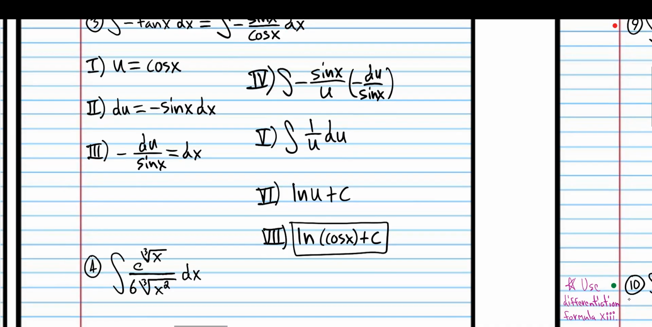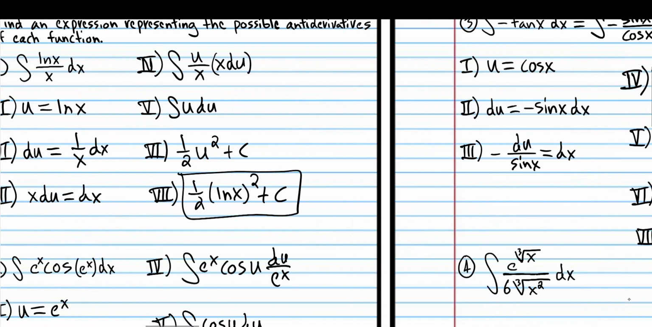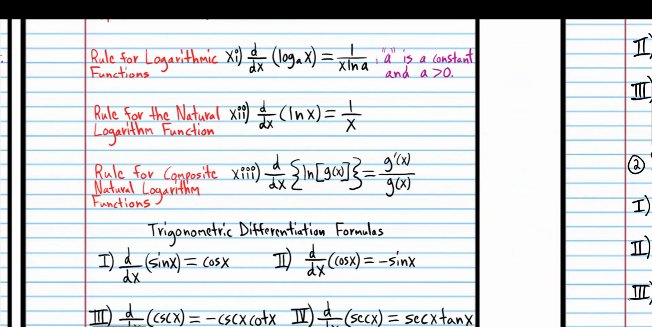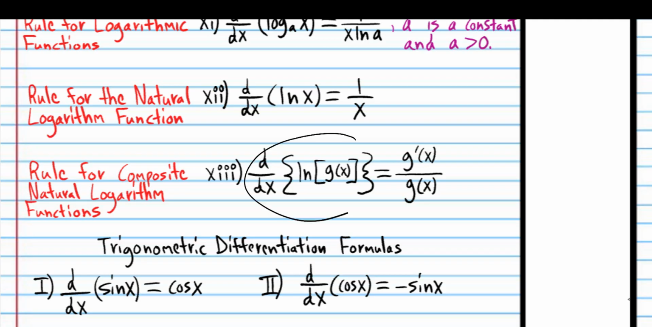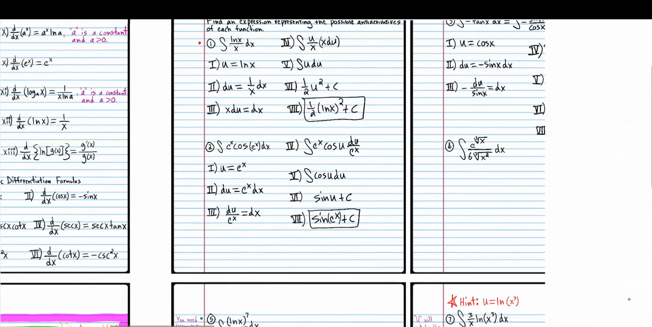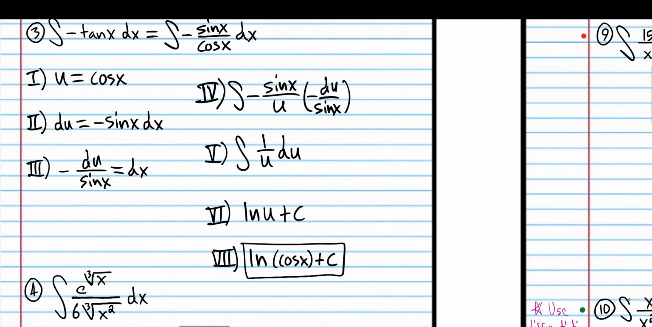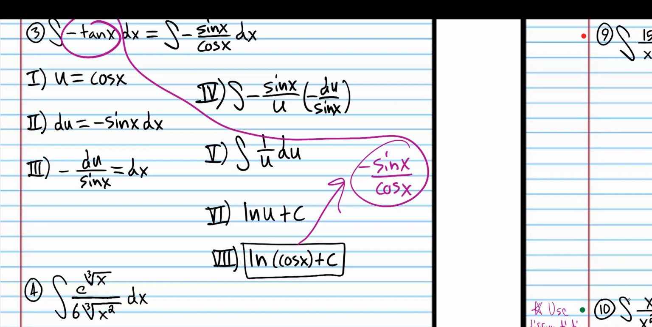So if you want to find the derivative of the natural log of some function, you have to use differentiation formula number 13. If you want to check your answer, that is. So the derivative of the natural log of some function g of x is just the derivative of that function divided by the function itself. That's kind of a weird rule. So if we find the derivative, just to check our answer, the derivative of the inside function is negative sine x, and then we divide by the inside function, but sine x over cosine x is tangent, so we have negative tangent, the original expression there.